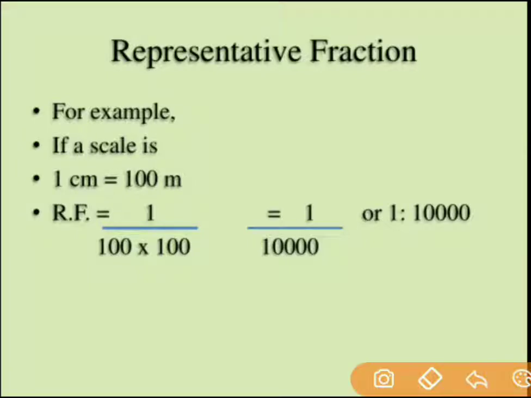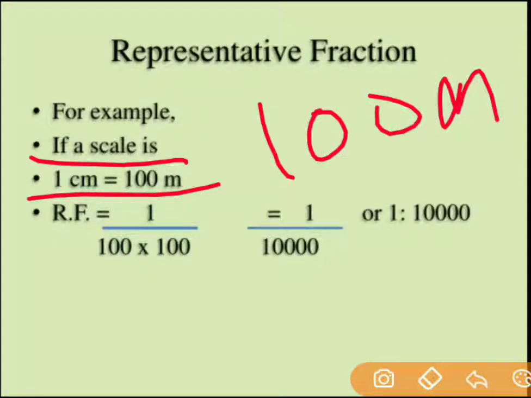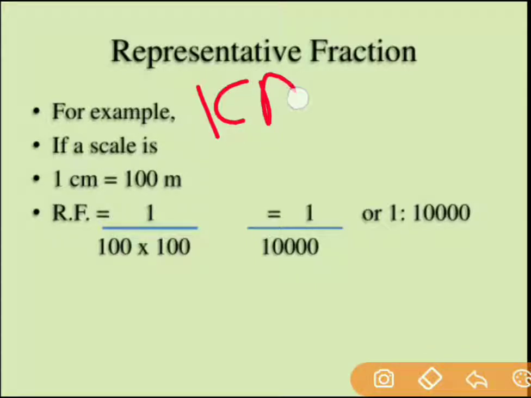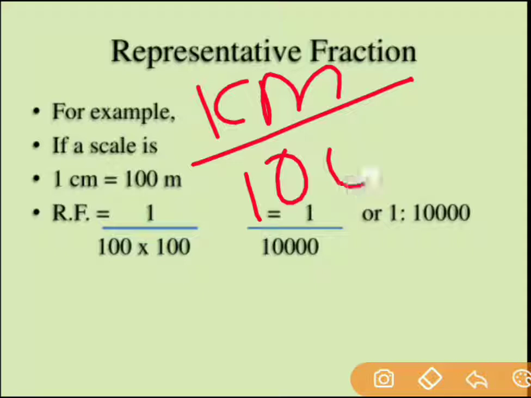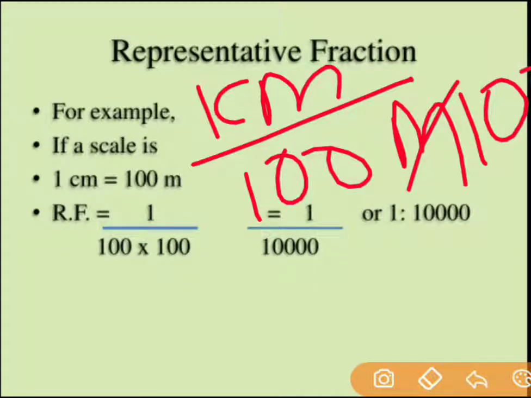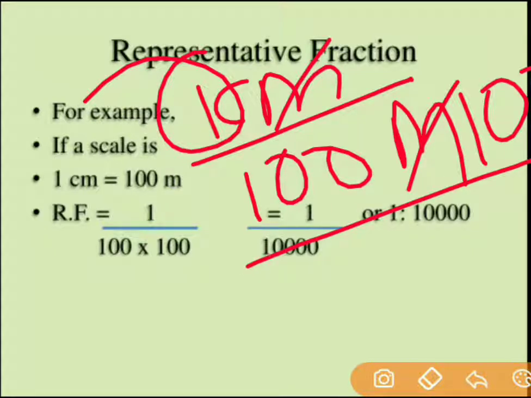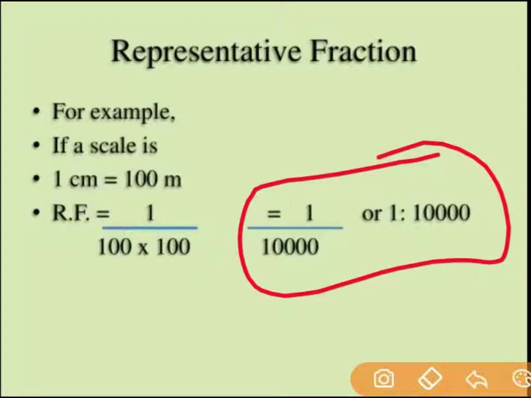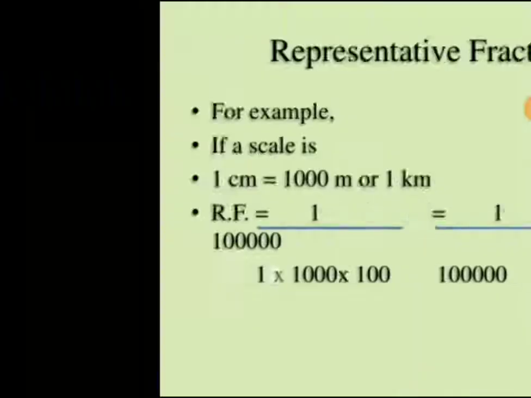Look here. For example, we have 1 centimeter is equal to 100 meters, right? So actual length is 100 meters, on the paper 1 centimeter, right? So here simple, 1 centimeter divided by 100 meters. Convert this meter into centimeters, 10,000 centimeters, yes or no? Right, so here 1 centimeter gets cancelled, then 1 is there, below we have 10,000, right? So here RF value is 1 is to 10,000 or 1 by 10,000, right?